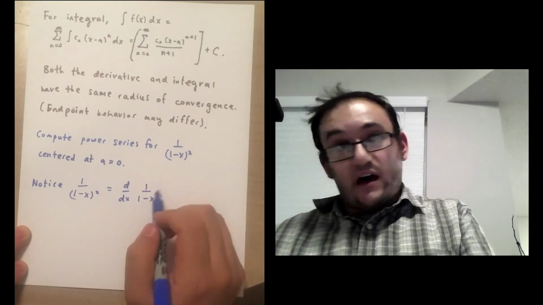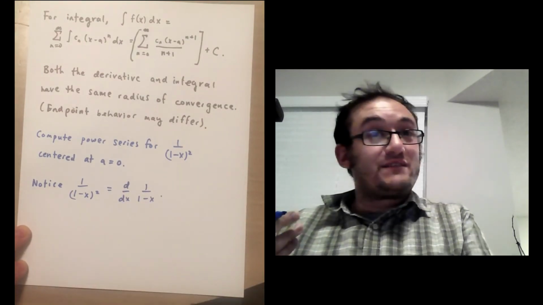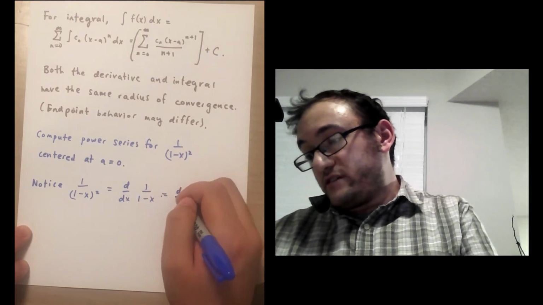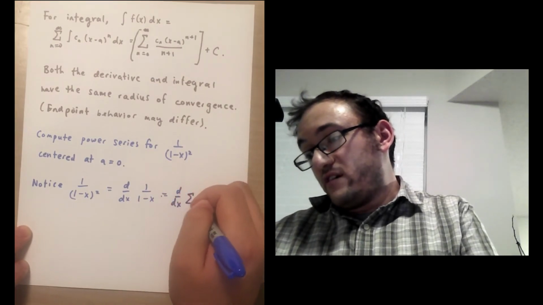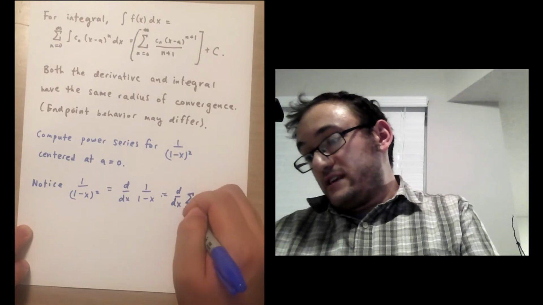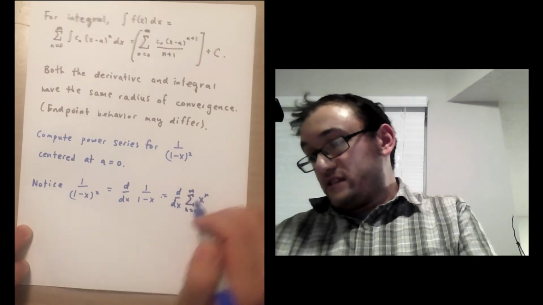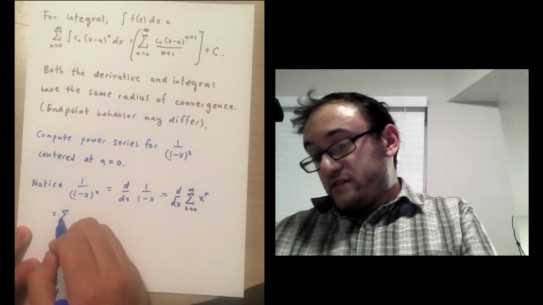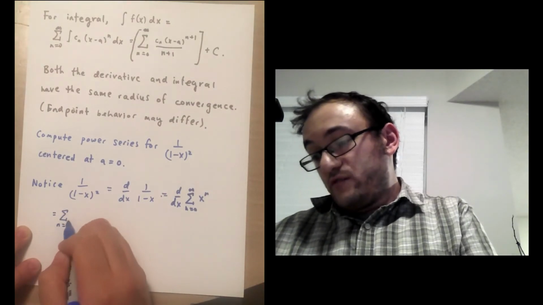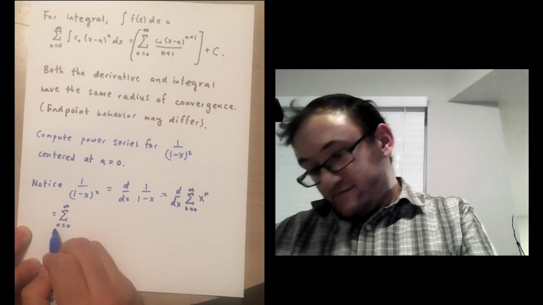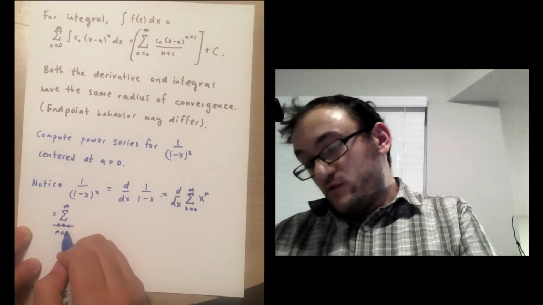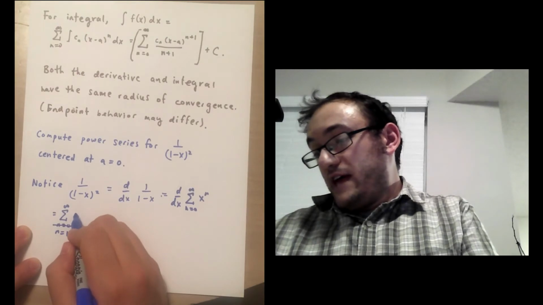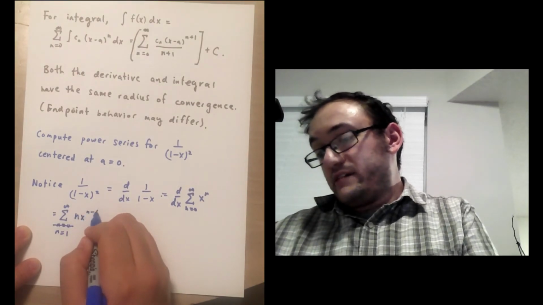But we just stated how you can take the derivative of a power series, and this is a function that we also know as a power series. So let's take the derivative of the sum of x to the n, which is the power series associated to this function. And that's going to be equal to the power series from n equals 1 to infinity of n x to the n minus 1.